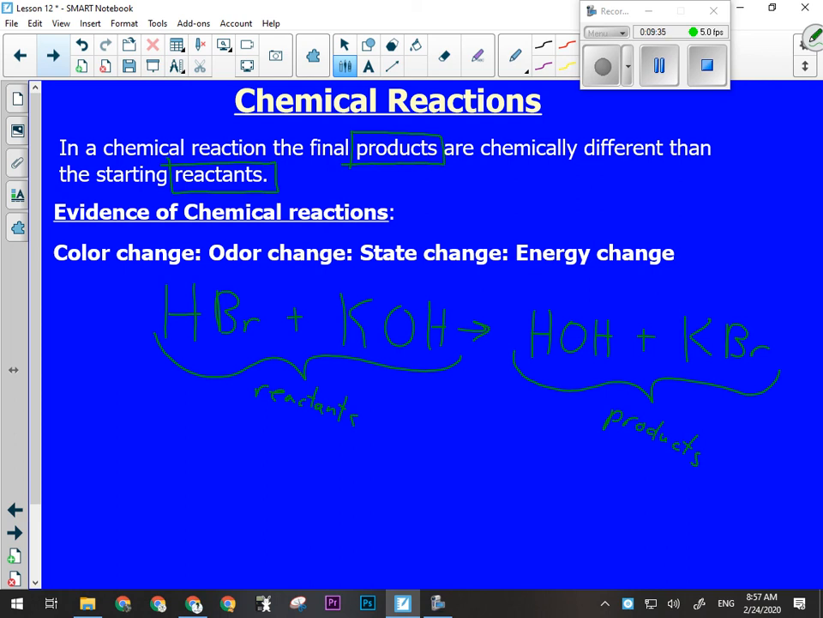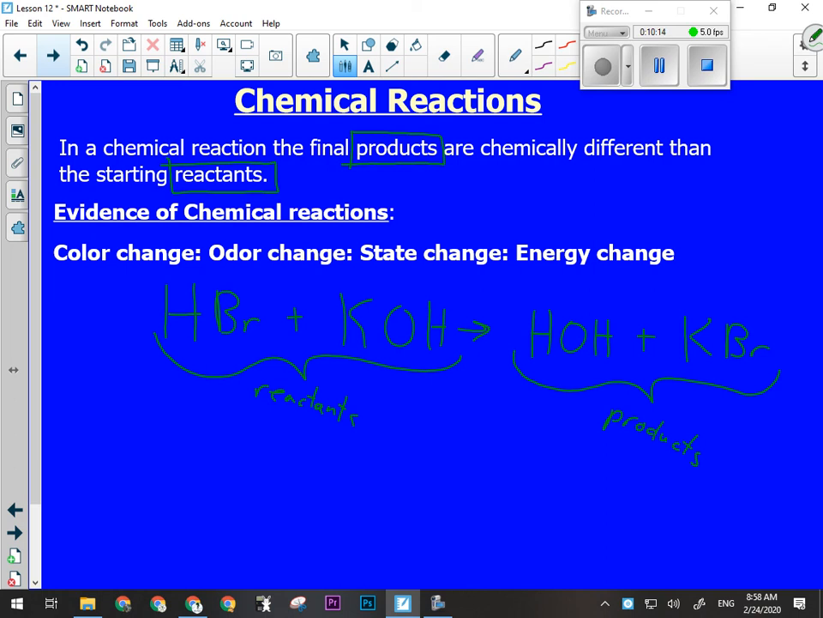Did I create any new elements? On the reactant side, I have hydrogen, I have bromine, I have potassium, I have oxygen and hydrogen together. Over here I have hydrogen, oxygen, hydrogen, potassium, bromine. I haven't created any new elements because Dalton's atomic theory says I can't do that. All I've done here is rearrange the atoms. That's one of the things he said could happen in a chemical reaction. Now, are there going to be signs that this reaction has occurred?